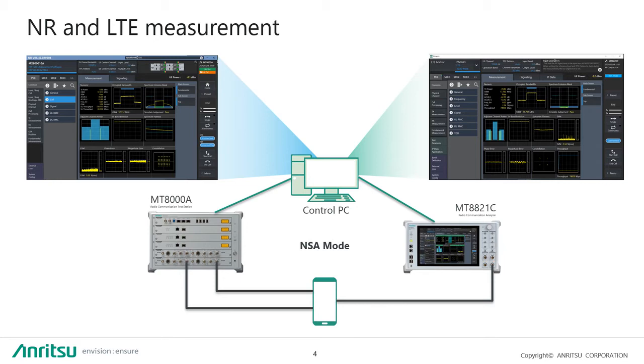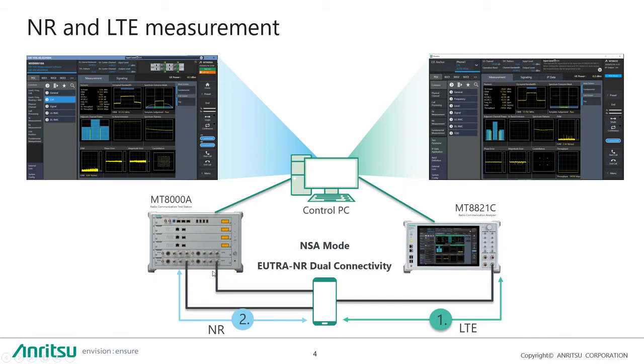As a first step, we will initiate registration to LTE network and get to connected state. Then as a second step, we will add 5G NR cell as a secondary cell group. This means we have E-UTRA new radio dual connectivity in non-standalone architecture of 5G deployment. Now let me show how the measurement looks in practice.